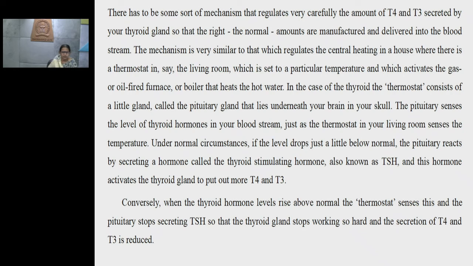There has to be some mechanism that very carefully regulates the amount of T3 and T4 secreted by the thyroid gland, so that the normal amount is manufactured and delivered into the bloodstream. The mechanism is very similar to that which regulates the central heating in a house, where there is a thermostat.